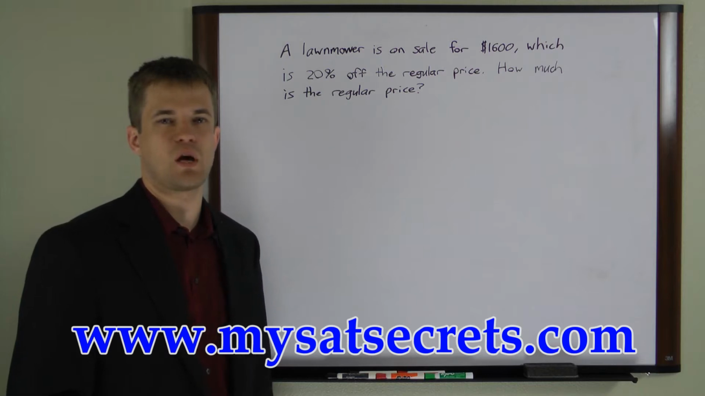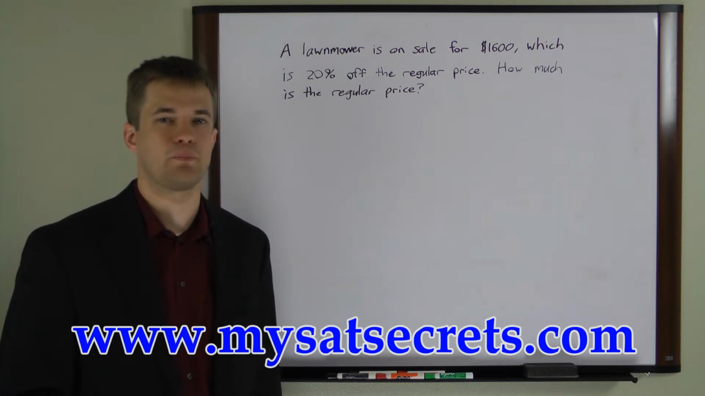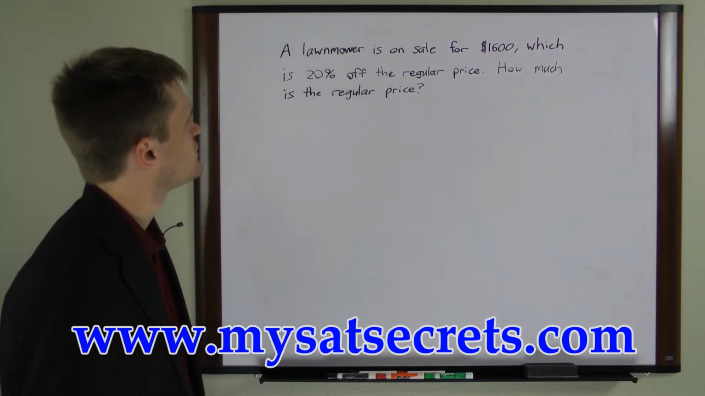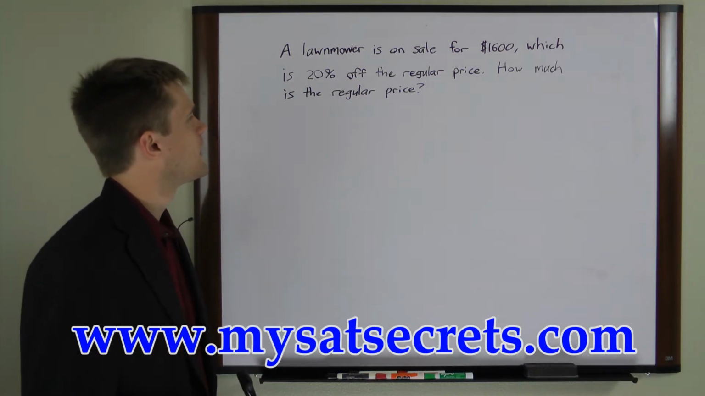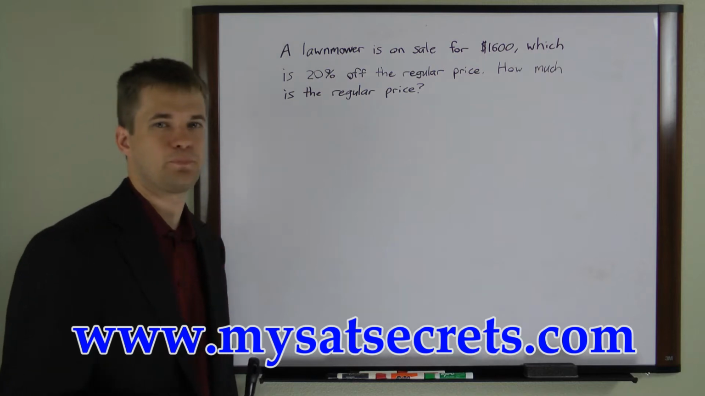Here's an example of one of the types of problems you may encounter on your exam. A lawnmower is on sale for $1,600, which is 20% off the regular price. How much is the regular price?